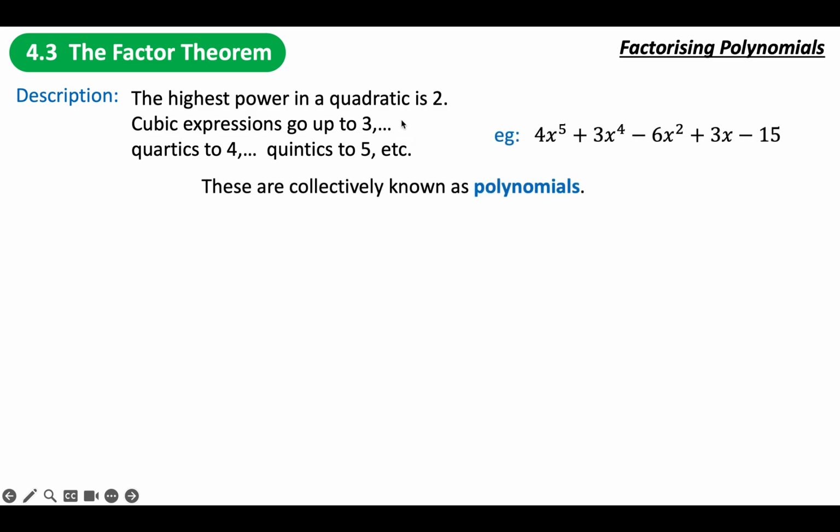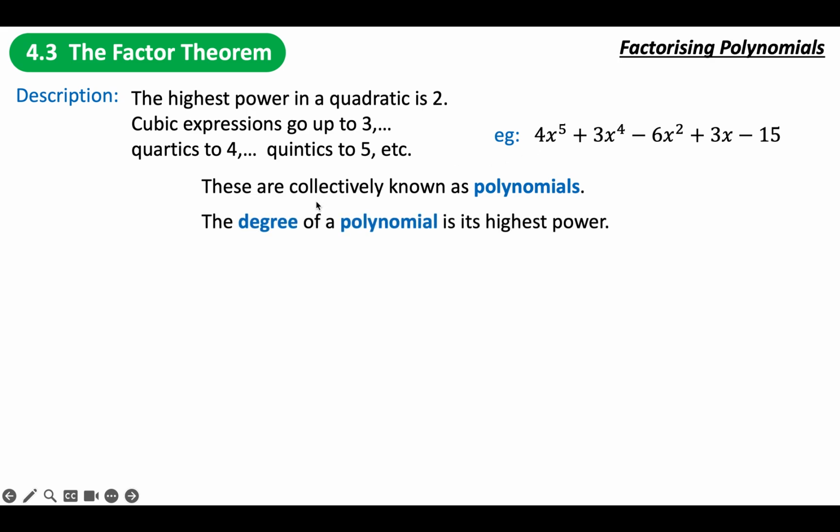So, for example, this is a polynomial. 4x to the power of 5 plus 3x to the power of 4, etc. Right? It's a polynomial. Different powers of x. Doesn't have to have all of them. You can see this one doesn't have x cubed. But even just one of them makes it a polynomial.